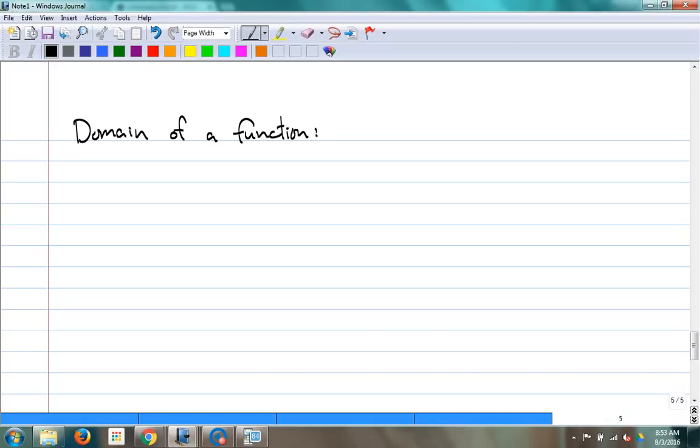So if we're talking about domain of a function, what are we talking about? The x's that work for that function. That's what we're talking about. The x values that work for a function. Okay, the x values that work for a function.